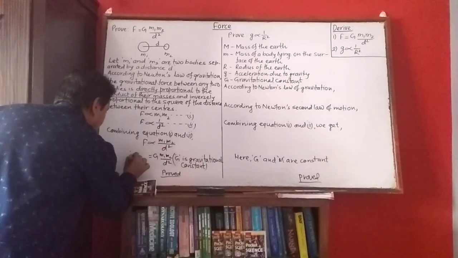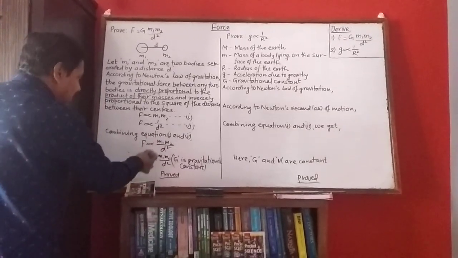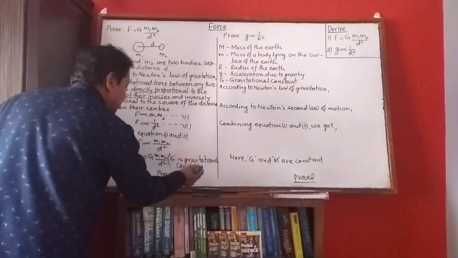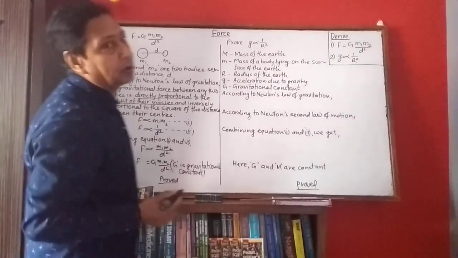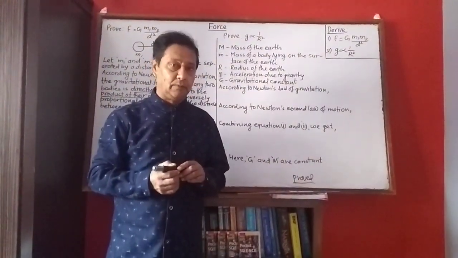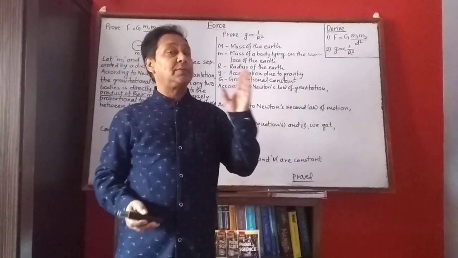That's why what can we conclude? The gravitational force F is equal to G m1 m2 by d square, where G is the gravitational constant. This way we can prove that F equal to G m1 m2 by d square. One derivation is completed. Now I want to derive the second one.